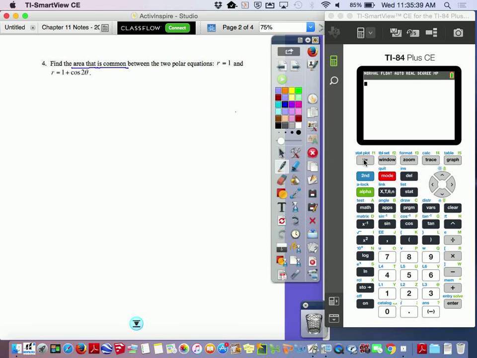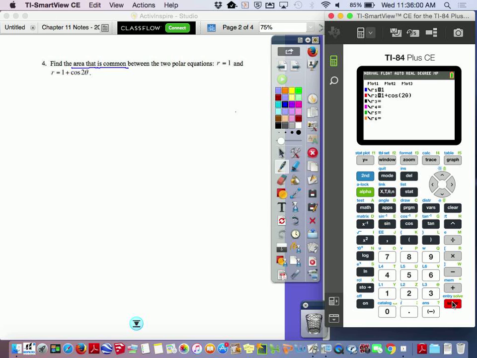So you want to make sure your calculator's in polar mode. And I'm going to graph r equals 1. That's just going to be a circle with radius 1. And then we've got the graph 1 plus cosine of 2 theta.